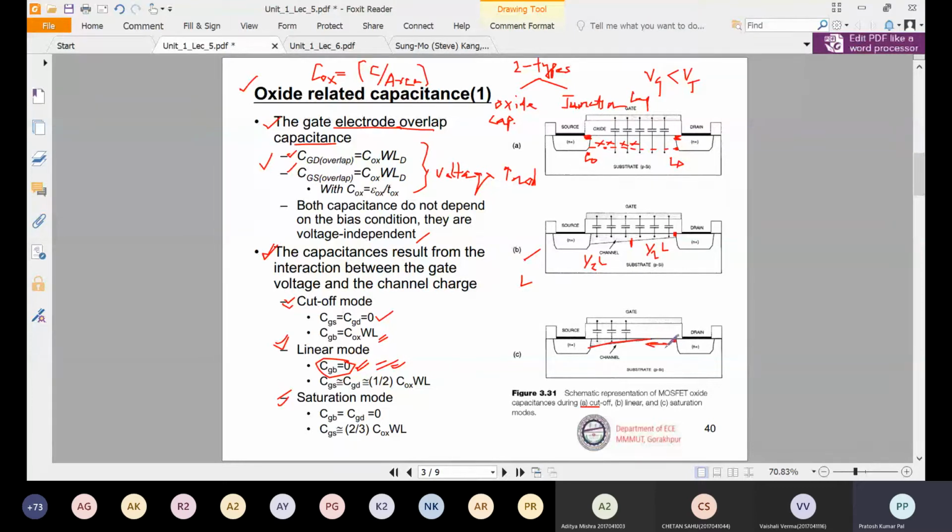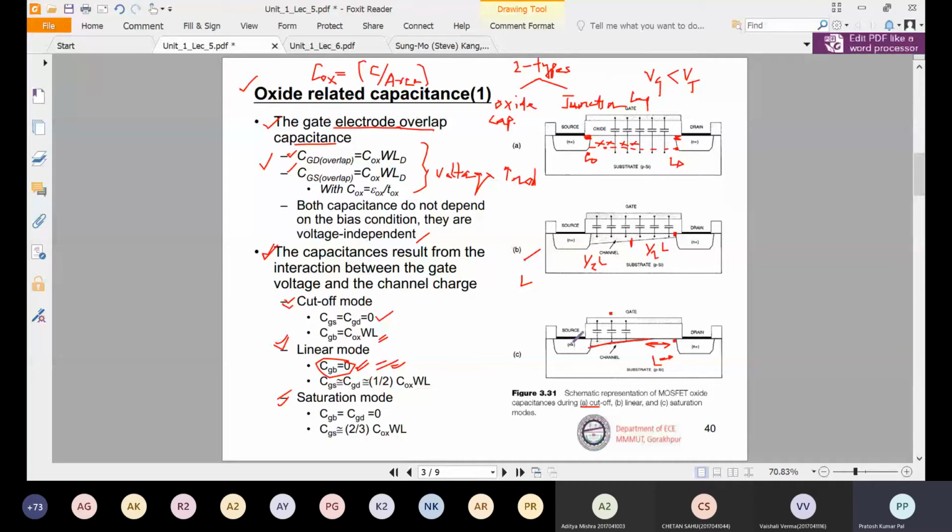So if there is a depletion on the drain side, then there will be no channel. So L will be 0 on the drain side. When L is 0, CGD will be 0, and CGB is already 0 because of the channel formation. So CGB will be 0 and CGD will be 0, and the total capacitance will be because of the CGS.